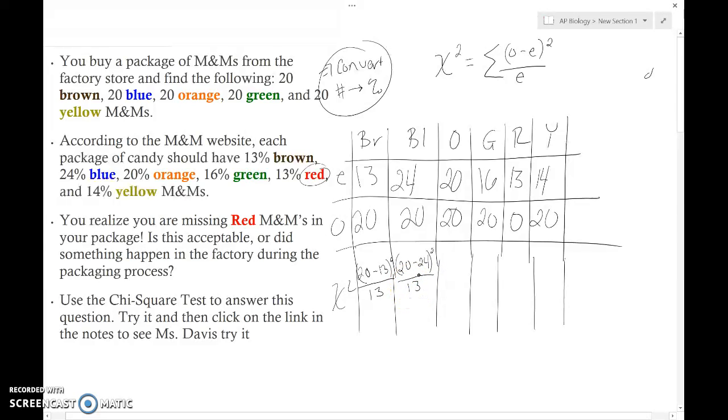I'm going to pause the video and fill out the rest of the chart, and you should be doing the same. Alright, I filled out the rest of my chart. I did realize I made a mistake with this expected value.